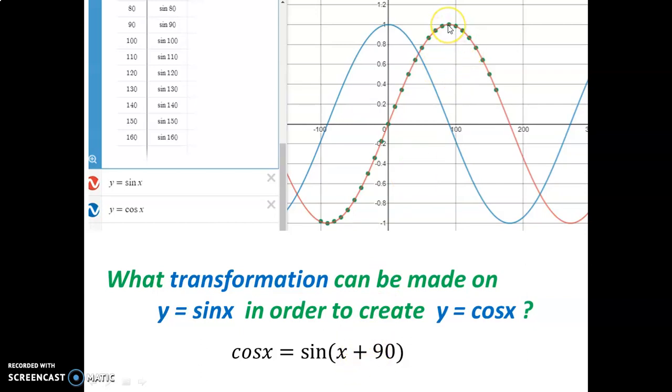So take that one, move it over 90 to the left. It will end up being right here. And that will work for every point on this graph. If you move this whole graph over 90 degrees to the left, it will become the cosine graph. So there's our answer.